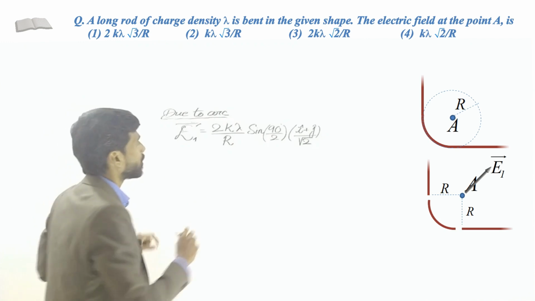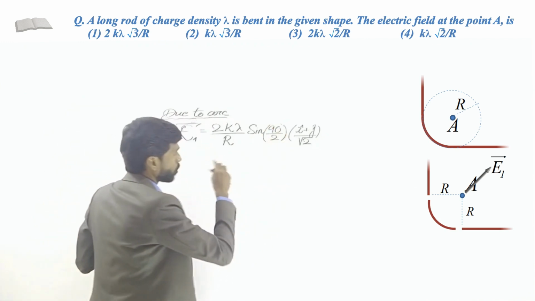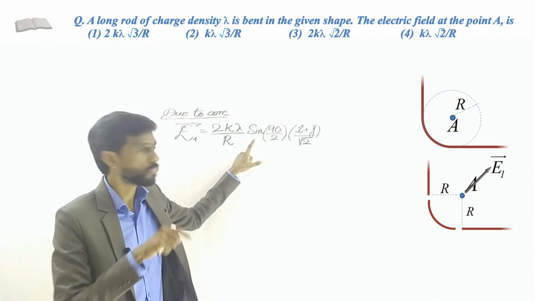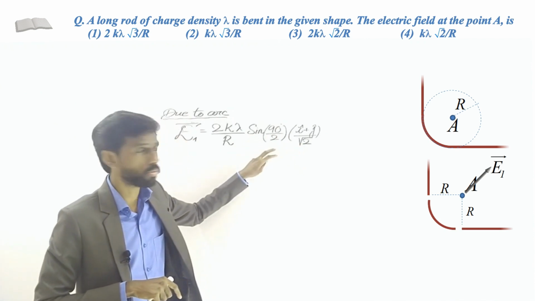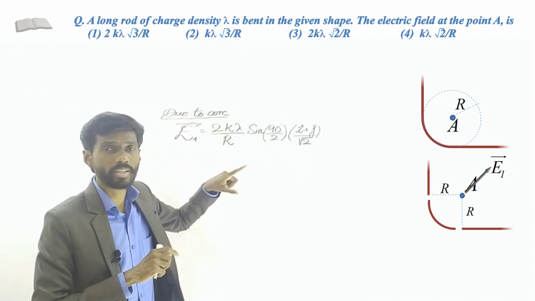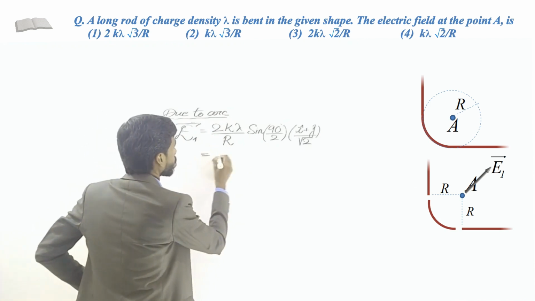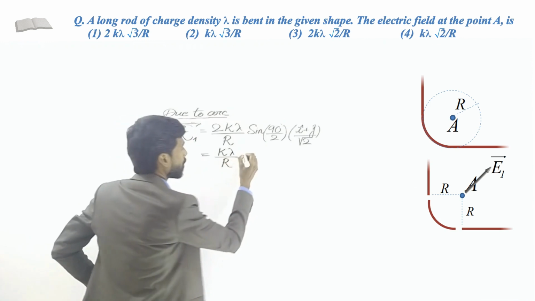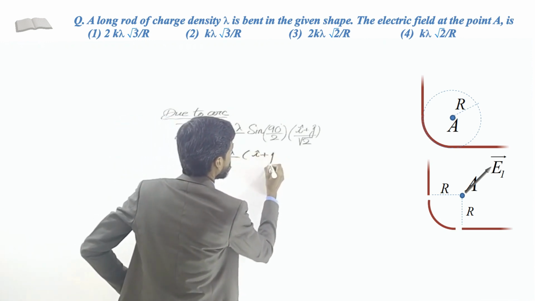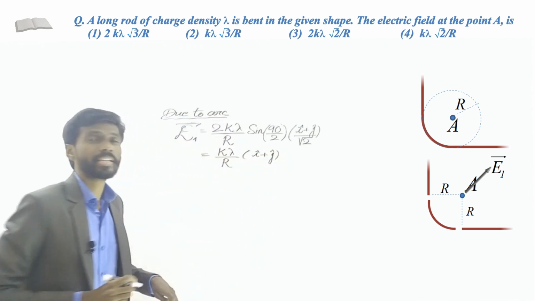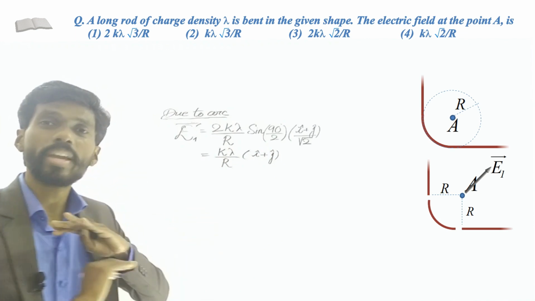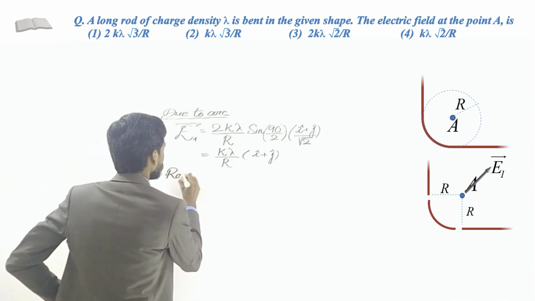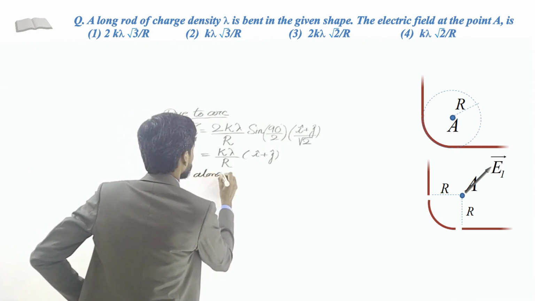Alright, let us simplify this. Sine 90 divided by 2 is sine 45 degrees, and sine 45 is 1 by root 2. Already there is a root 2, so we'll get 1 by 2. So this 2 will get cancelled with that. So K lambda divided by R, that gets cancelled, simply I cap plus j cap. So this is the electric field due to that arc. Okay, done. Now similarly, the electric field due to the rod along x-axis.